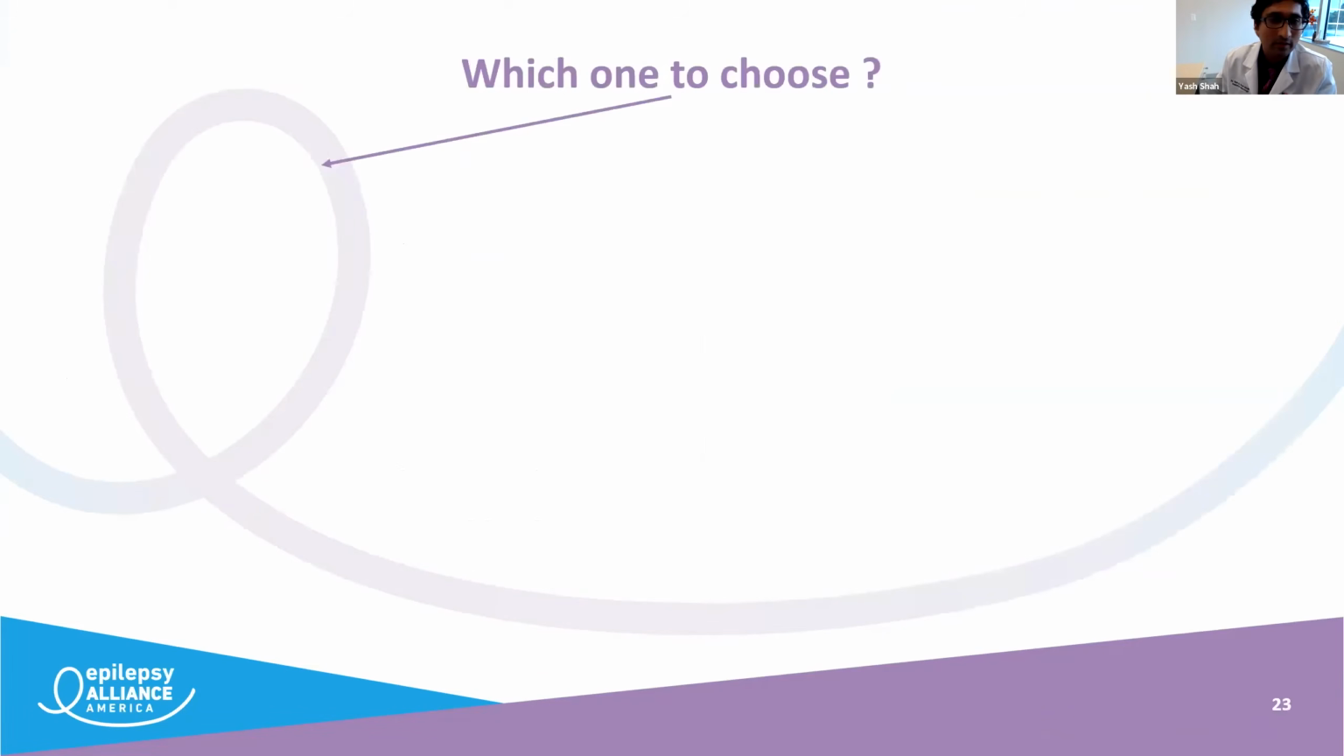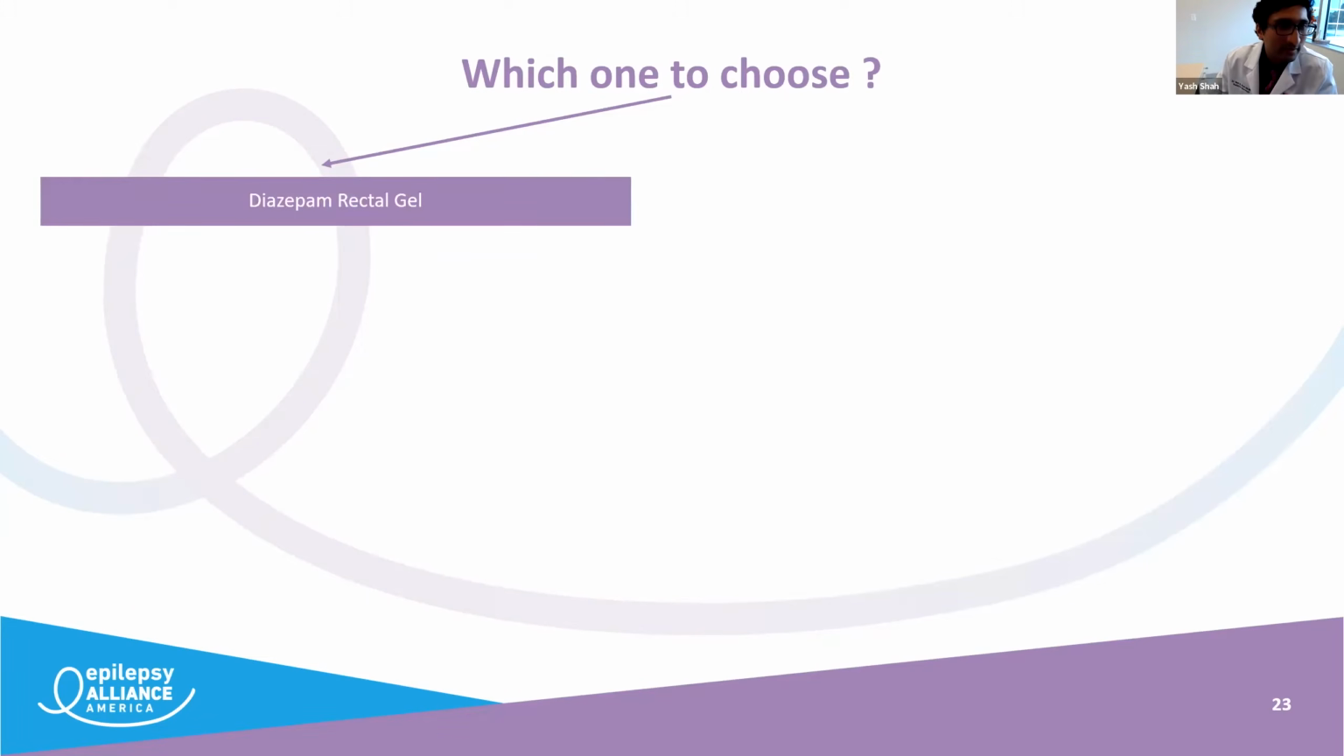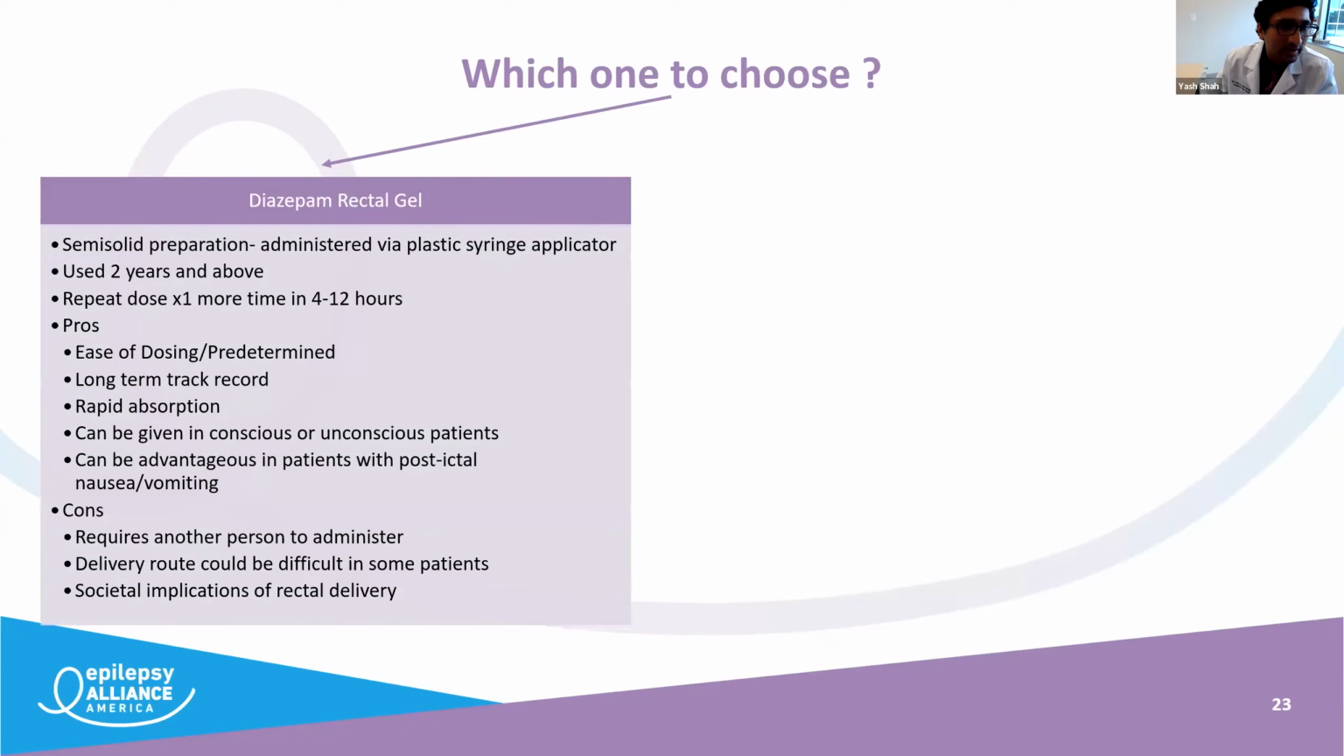So for our patient Duncan, what should we be choosing for him? He is now 8 years old. He is in 3rd grade. Let's discuss giving him either rectal diazepam versus nasal diazepam. Diazepam rectal gel is a semi-solid preparation administered via a plastic syringe applicator. This was approved in 1997, so it has been used for a very long time. We can repeat one more dose in 4 to 12 hours if he has another seizure.